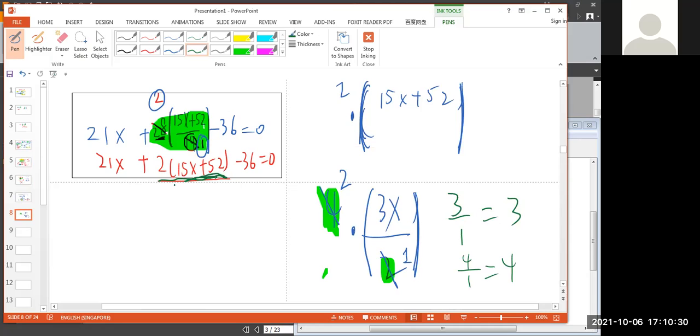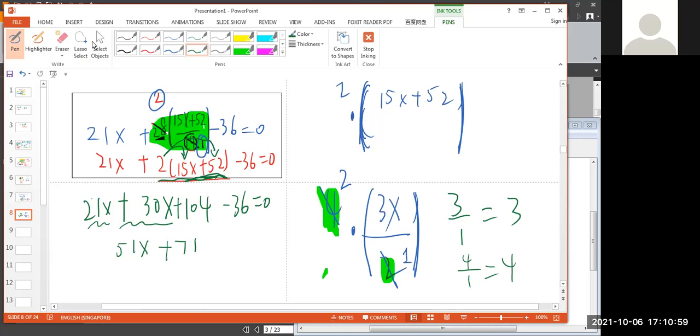Okay. So after that, what you do is just open the brackets. So first arrow, 30x. Second arrow, 2 times 50, 52, 104. And minus 36 equals to 0. 21x plus 30x, 51x. Then there's a plus here. And then after that, 104 minus 36. So it's 71.